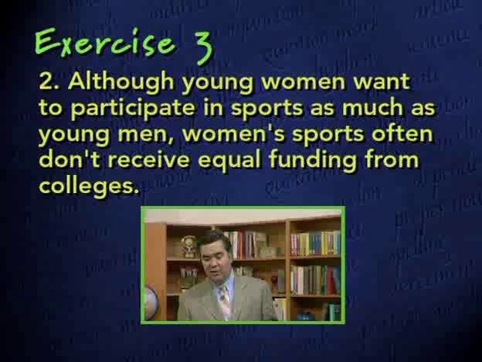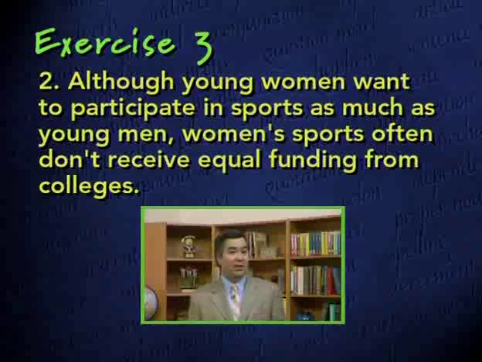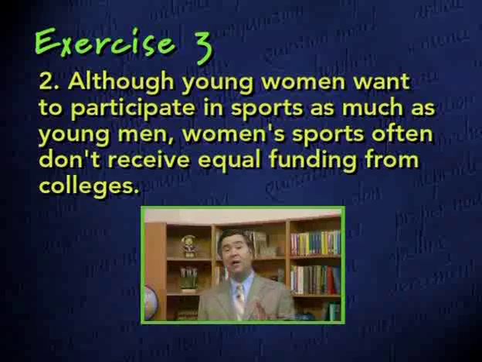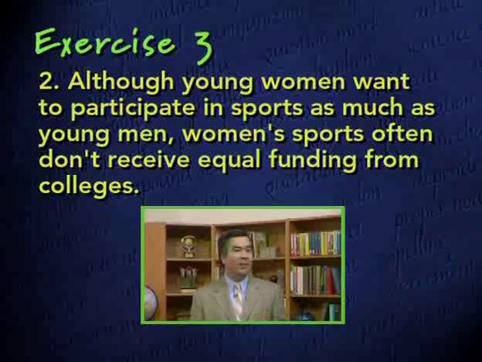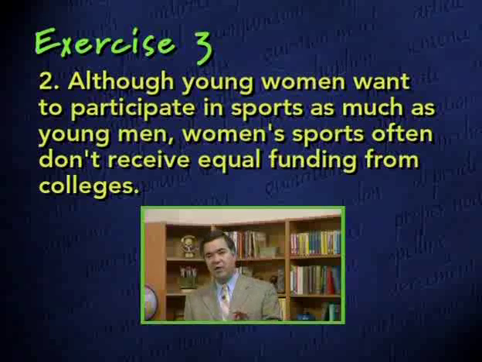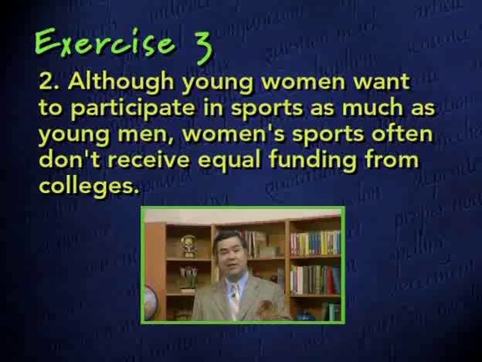Let's look at our second example. Although young women want to participate in sports as much as young men, women's sports often don't receive equal funding from colleges. Here we have a slightly longer sentence, but it's still fundamentally not too complicated. It really consists of just two clauses. Let's break it down into parts and analyze each one. The first clause is everything before the comma, and it reads, although young women want to participate in sports as much as young men. What's the verb in this particular clause? What word expresses action or being on the part of the subject? The verb is want, and the subject is women.